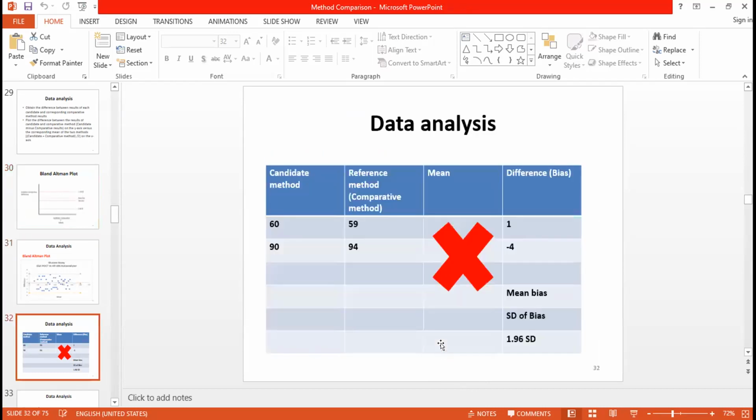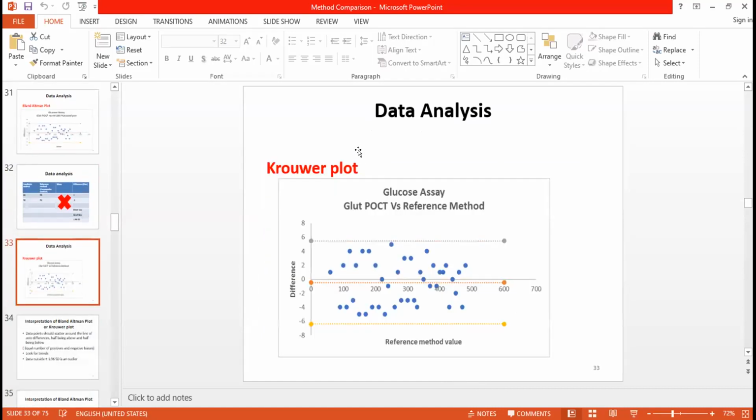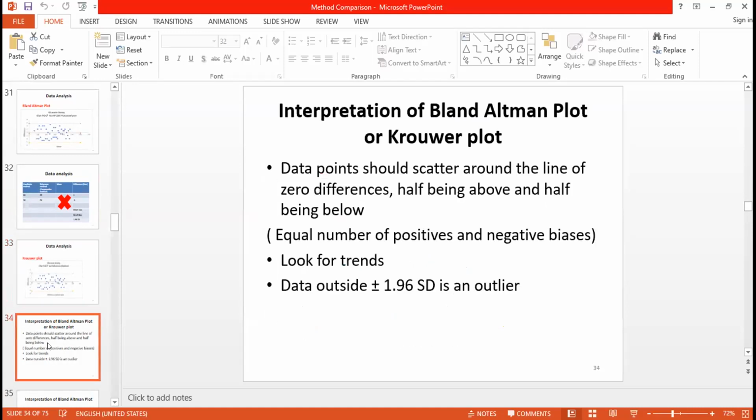But what if your comparative method is the reference method? Now we are getting the true value, and there's no reason why you obtain the mean value. You can straight away plot your comparative method obtained from the reference method on your x-axis, and the resulting plot is known as the Krouwer plot. Now let's see how to interpret this, whether it is a Bland-Altman plot or the other.